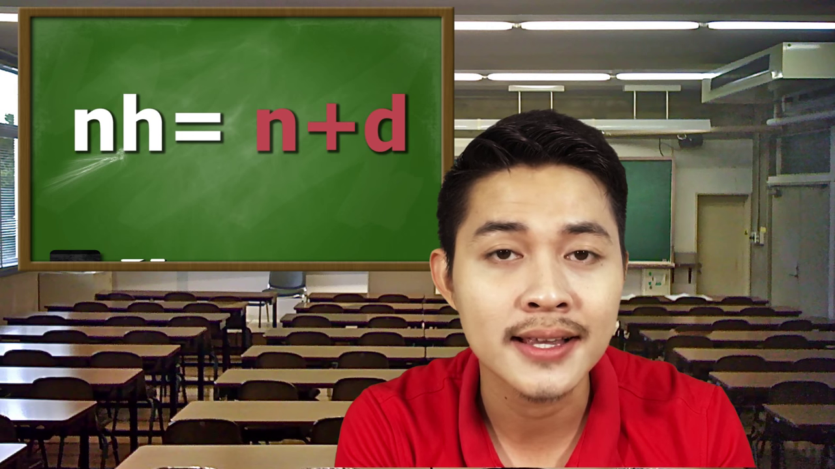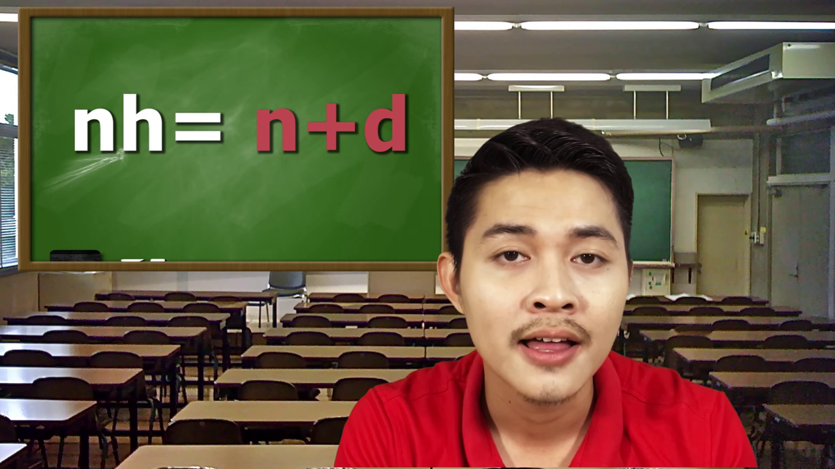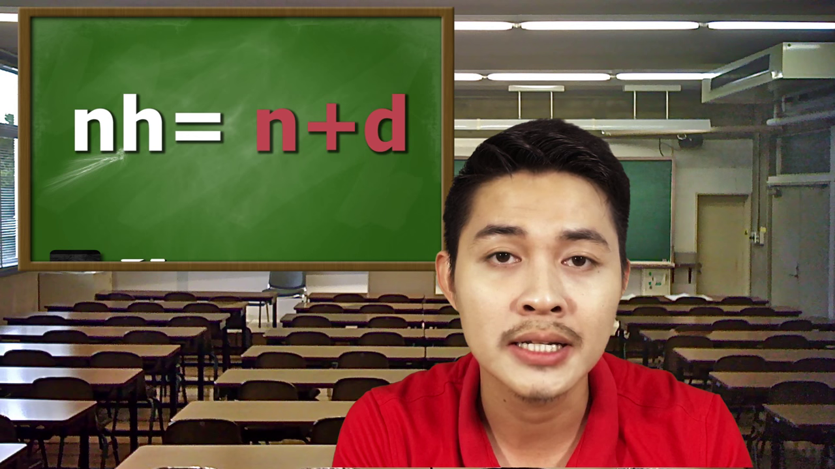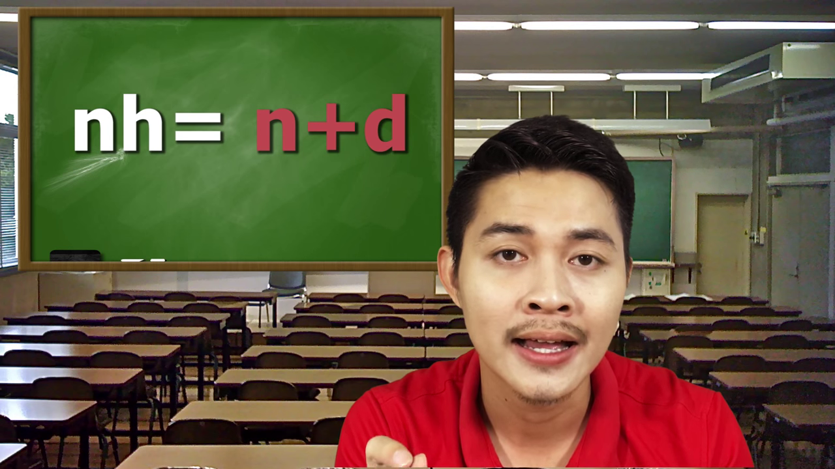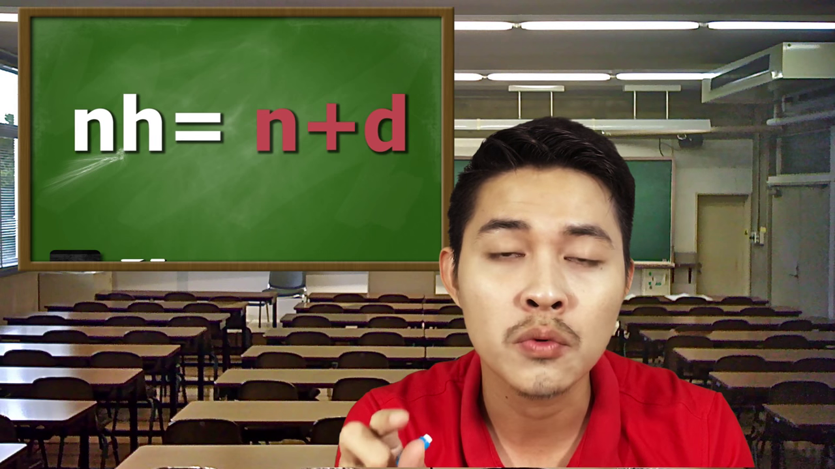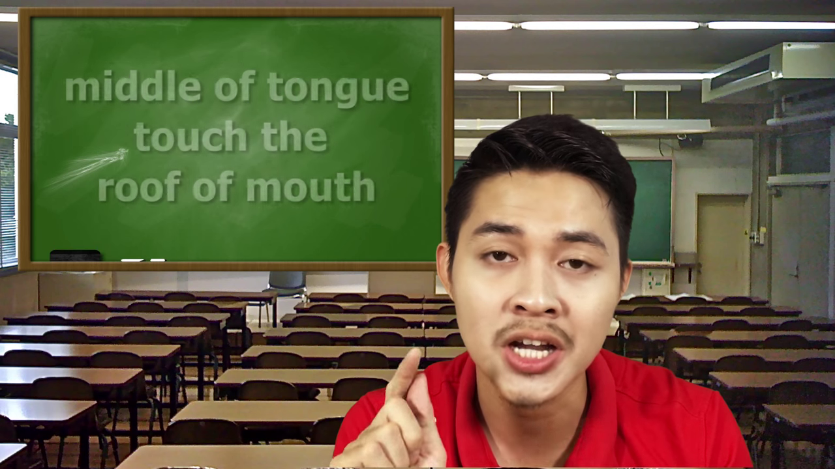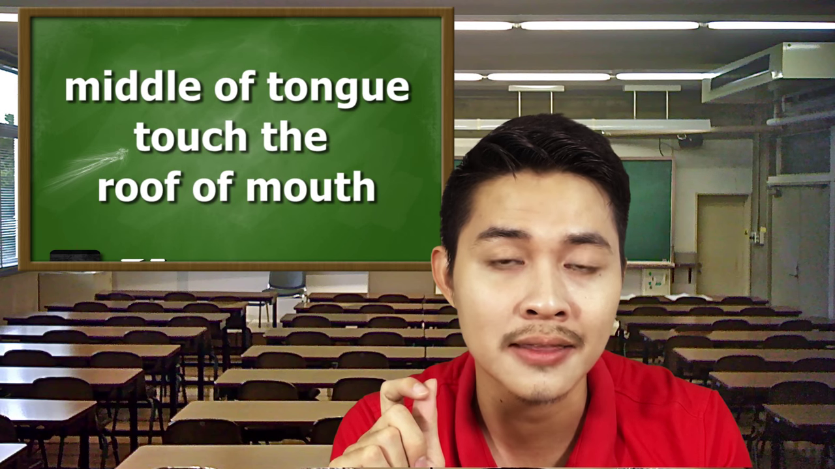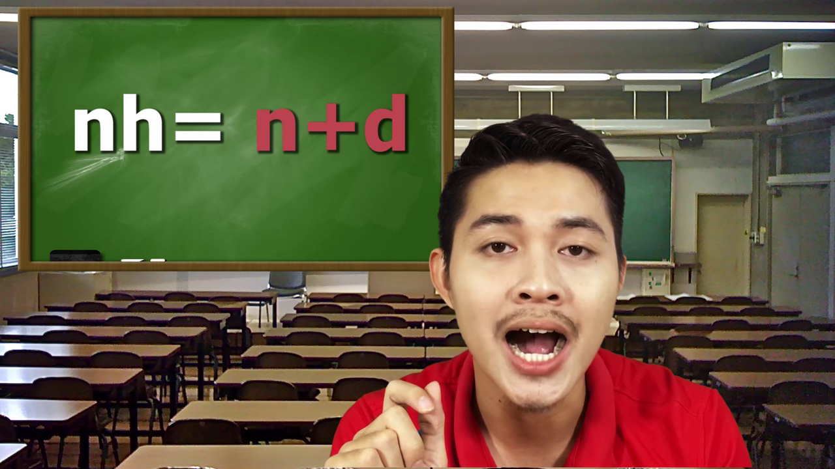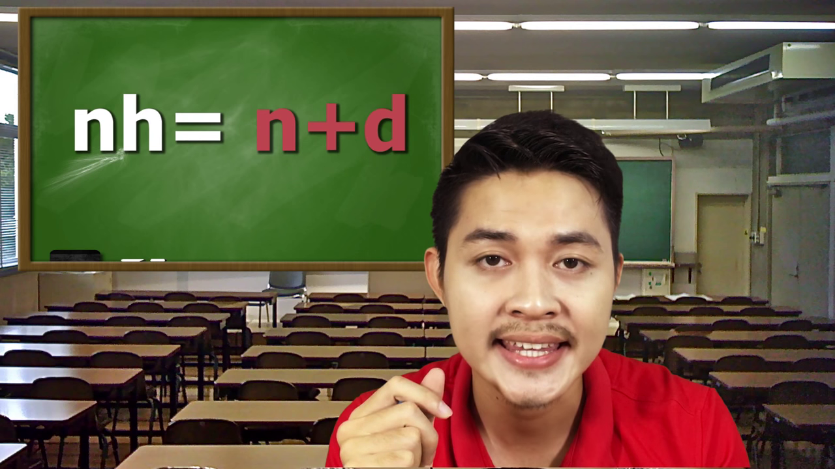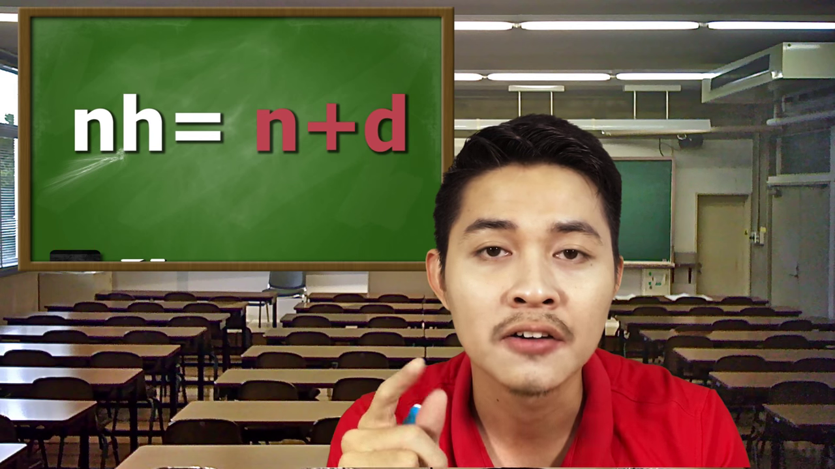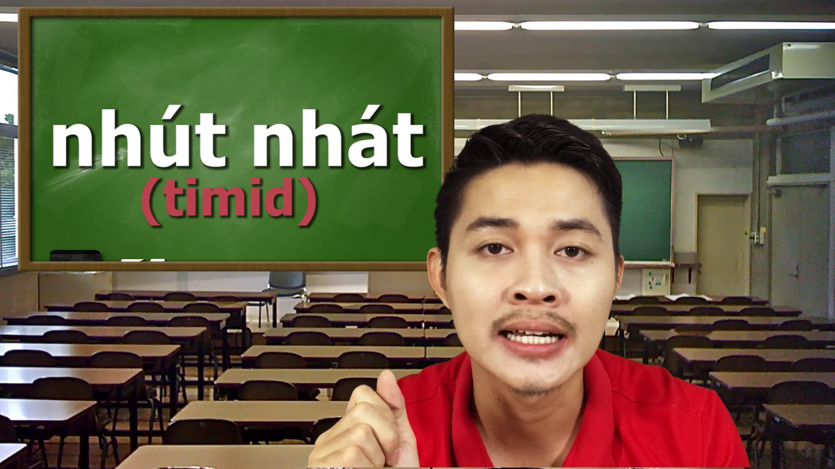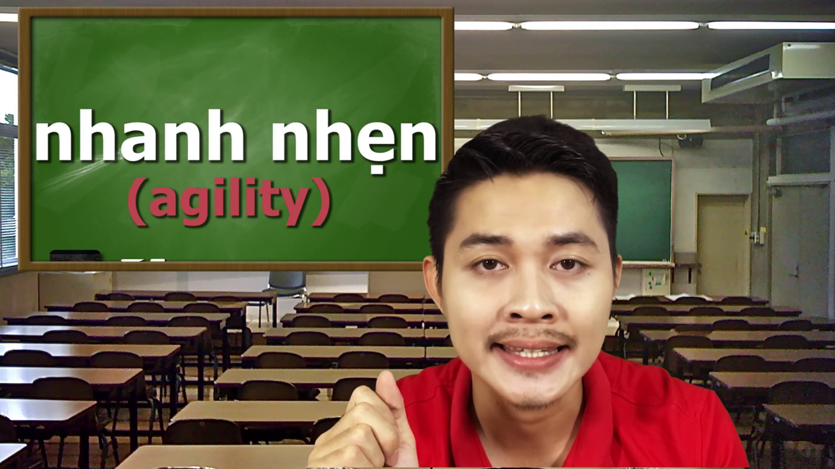The next sound is nh. This is quite difficult for foreigners. This is a combination between n and y. When you pronounce this sound, you let the middle of your tongue touch the upper roof of your mouth. It's going to sound like this: nya. Nya. For example, nhút nhát, nhanh nhẹn.